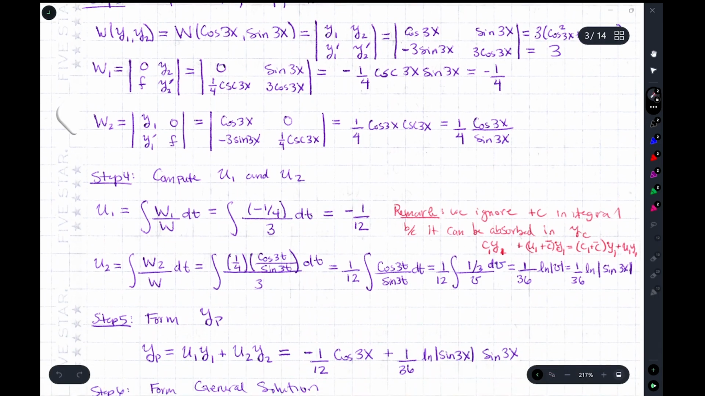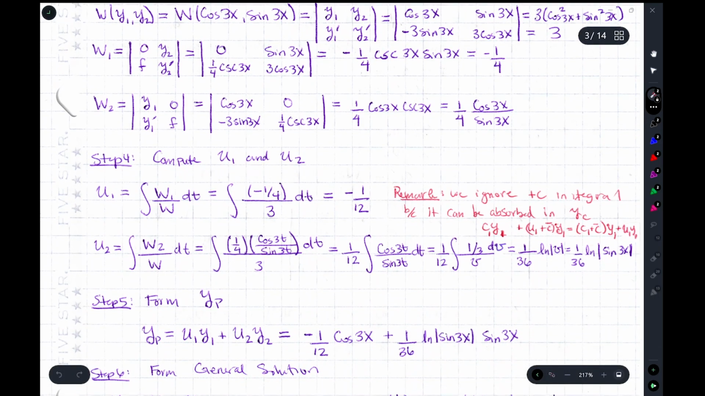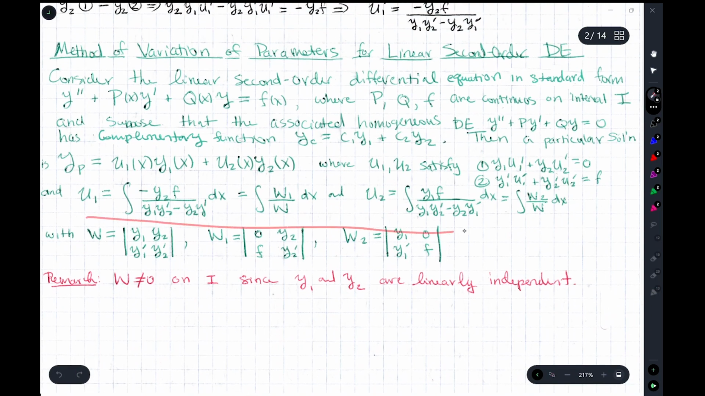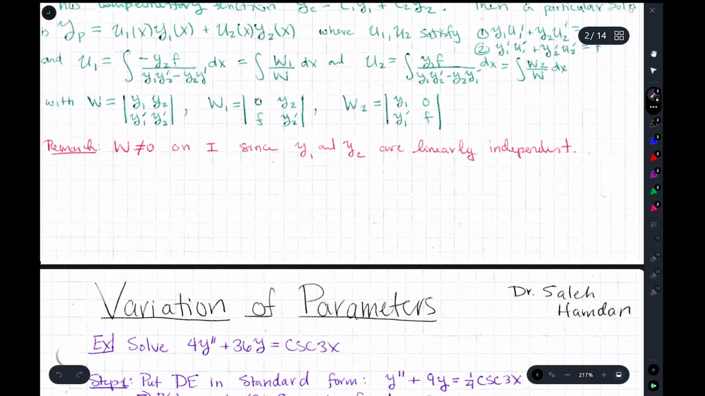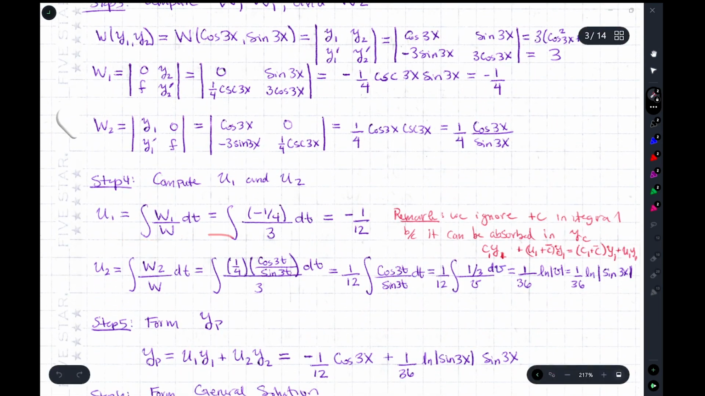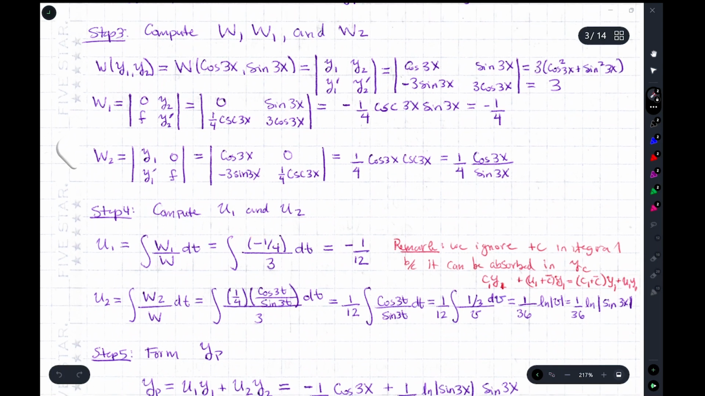Step 4, we want to compute u1 and u2. It's a good idea to go back to the formula here for u1 and u2. No need to rederive it. So just a straightforward application of the formula here, with W1 up here and W here. We integrate, and we get this. And this integral is with respect to dt, just a dummy variable. You could think about it as an x up here.